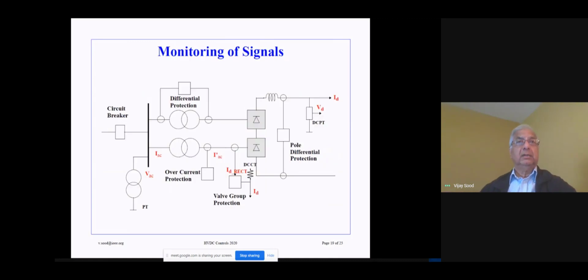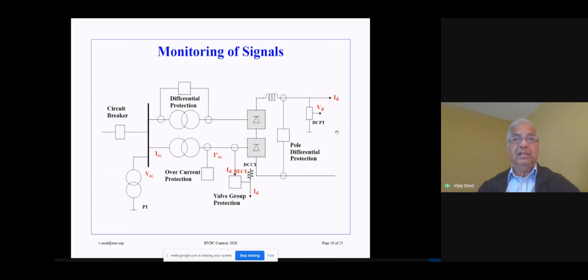So here, this graphic indicates the monitoring of the various signals, how they take place in a DC system. Here is an indication of the AC side, the AC bus, the transformers going into a 6-pulse bridge. This gives you a 12-pulse operation. So this could be a pole. The negative pole is not shown.